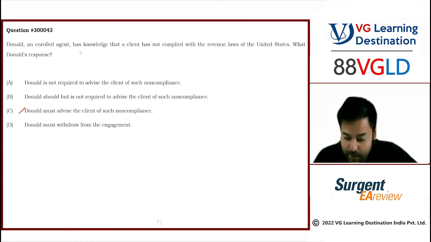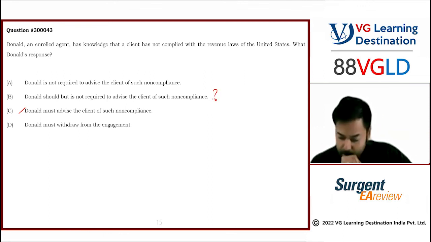Donald, an EA, has knowledge that the client has not complied with the revenue laws. What is the response? Is B not the answer? Is minding your own business not the answer?